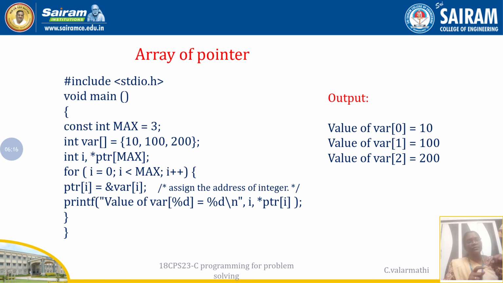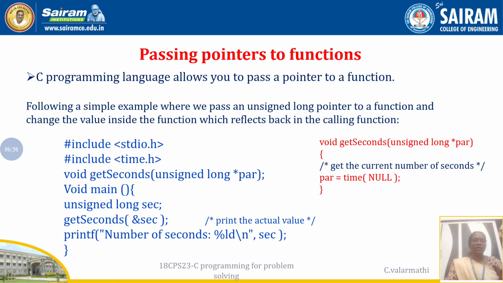Here I am using 3 pointer elements which are stored in the array called *ptr[max]. Max is nothing but one count. So this is another type of writing a C program using the concept called array of pointers, right? Fine. The next concept is how we can pass a pointer to a function.